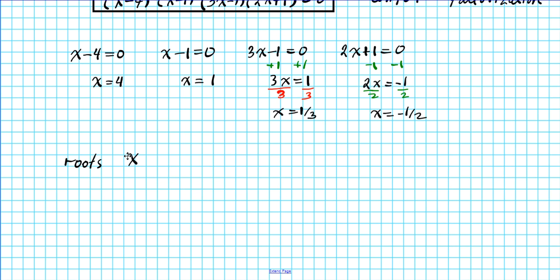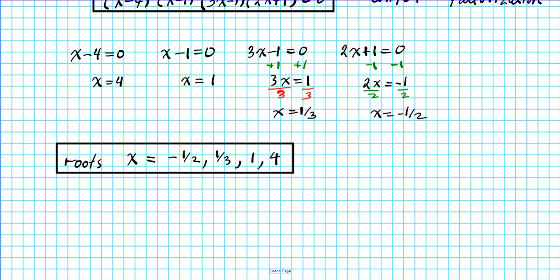Okay, so our roots are x equals 4. Let's do it in ascending order just to be organized. So x equals, what's the smallest one? Negative 1/2, 1/3, 1, and 4. Okay, so these are our roots.